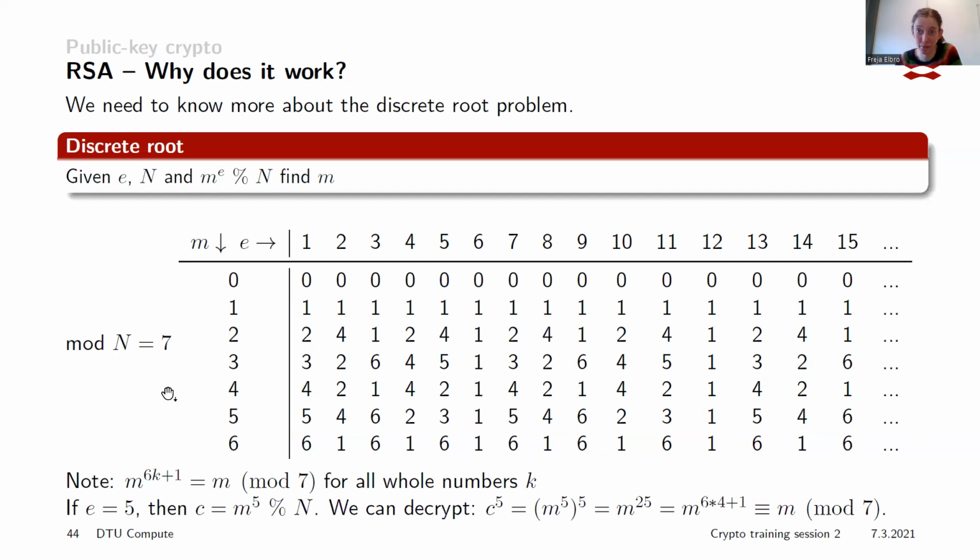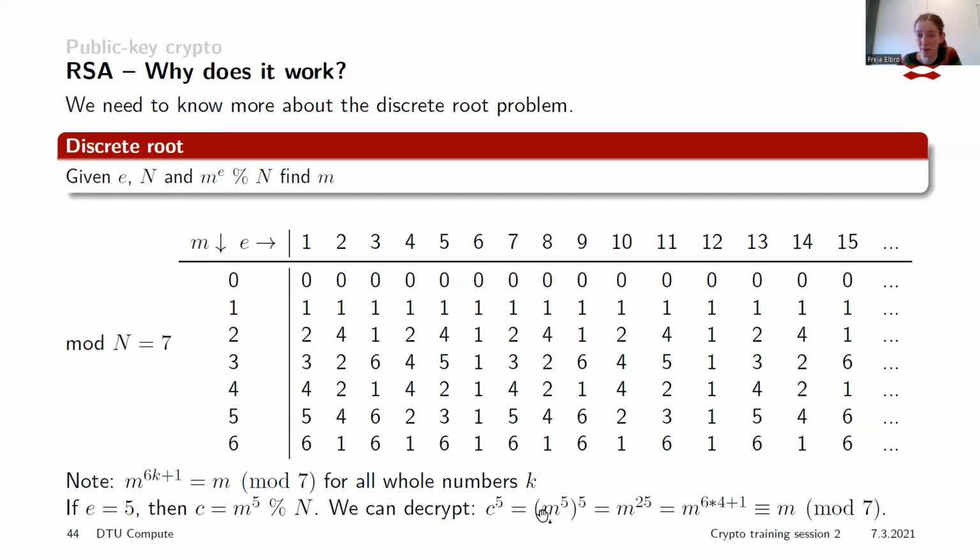So let's see this in an example first. Imagine that my e is now 5, then c is m to the power 5 modulo n. And if I then decrypt, in this case, the inverse of 5 modulo 6 is again 5, because 5 times 5 is 25, which is 1 bigger than 24, which is divisible by 6. So the inverse of 5 modulo 6 is 5. Therefore, in order to decrypt my ciphertext, I raise it to the power 5. And now let's see the magic happening.